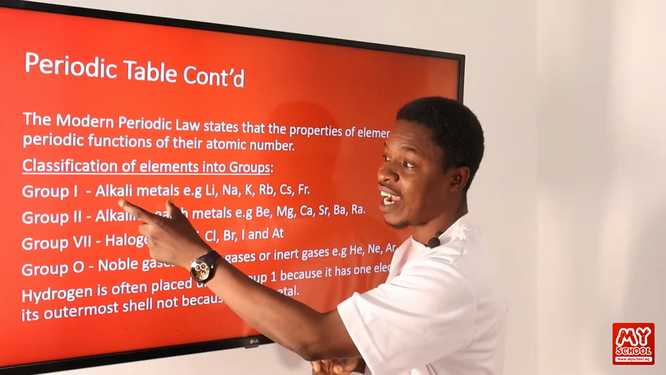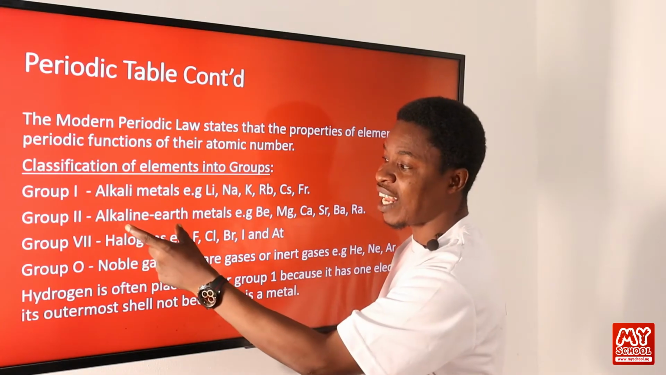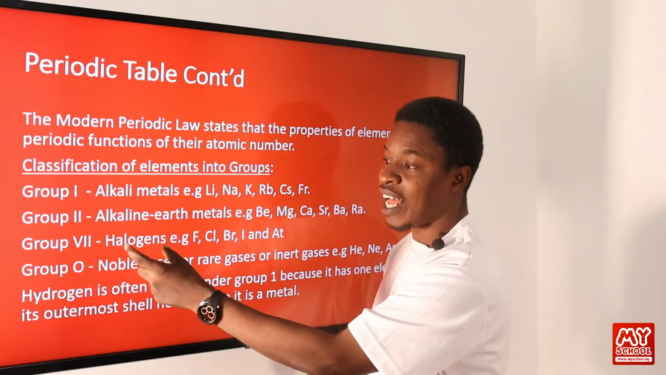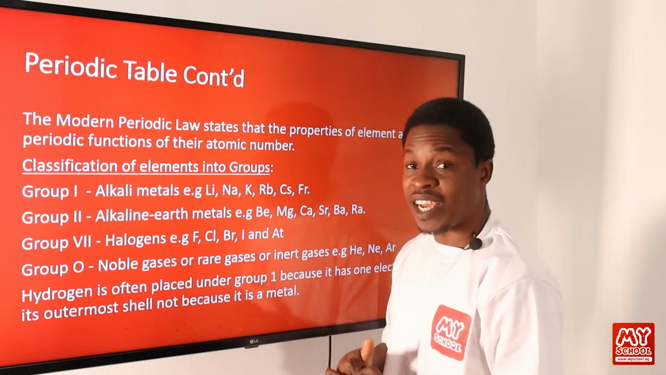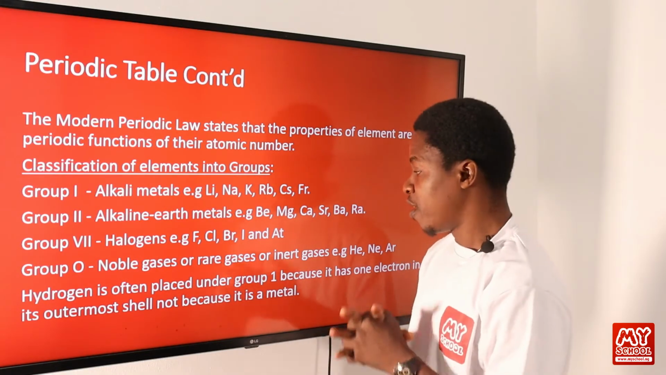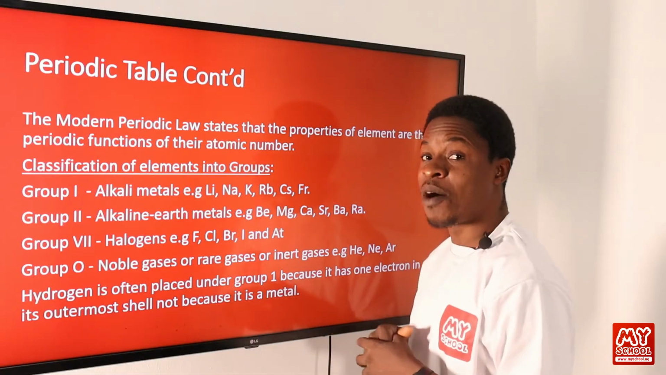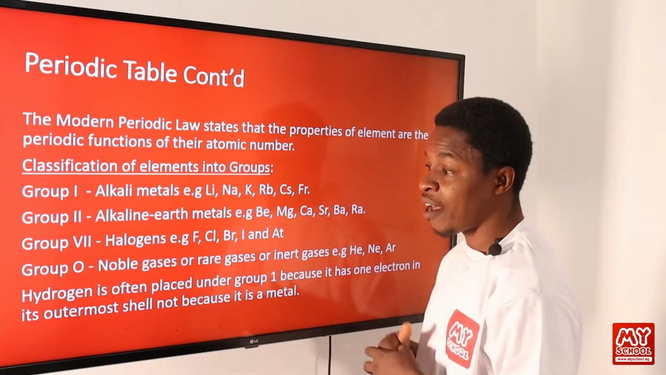Group 1 elements are alkali metals, group 2 elements are alkaline earth metals, group 7 elements are halogens, and group O elements are noble gases, or rare gases, or inert gases. Example, we have helium, neon, and then argon.